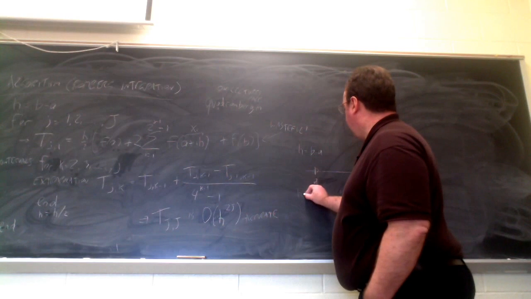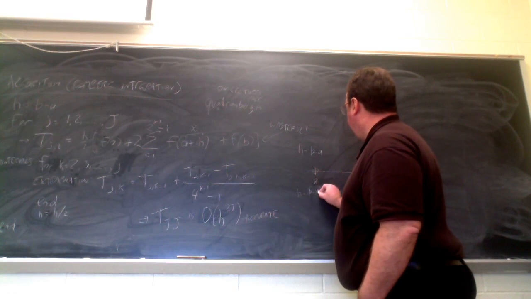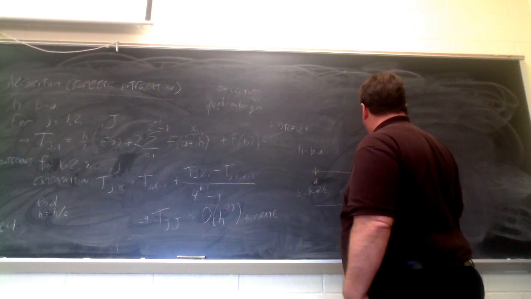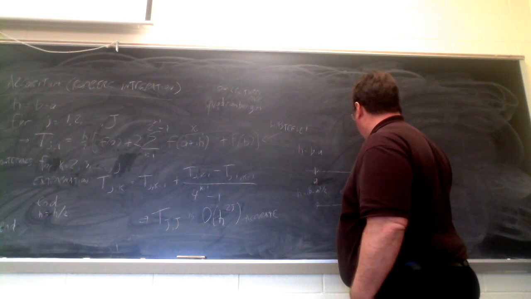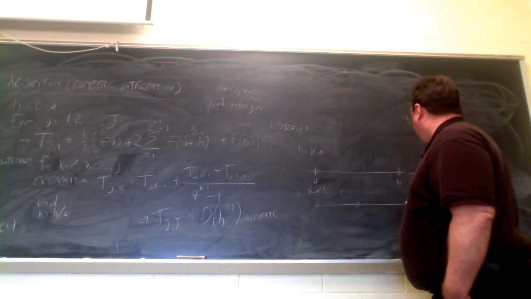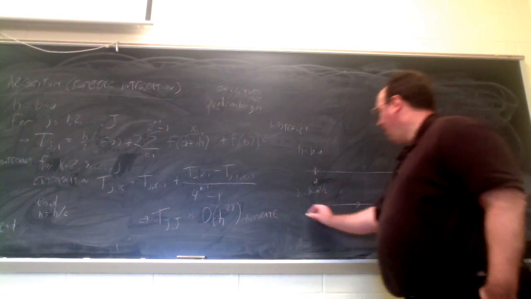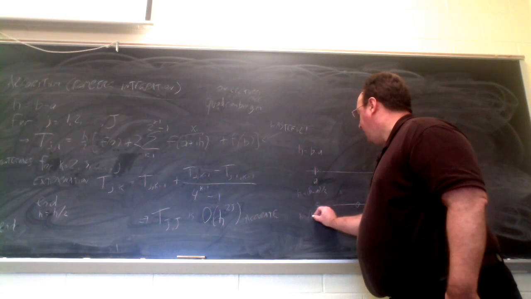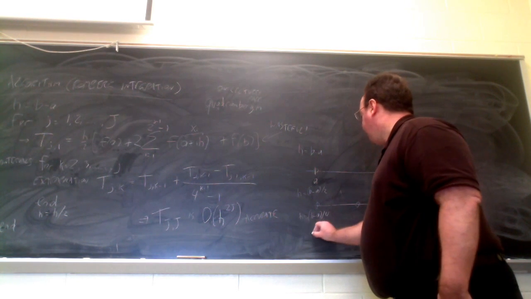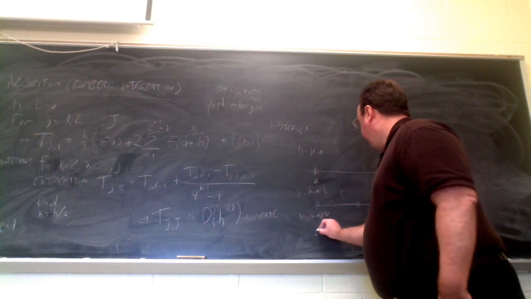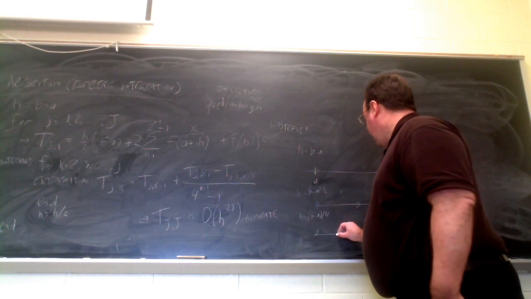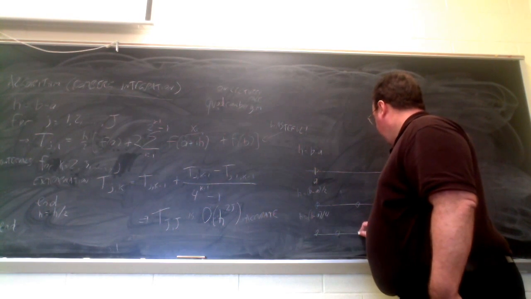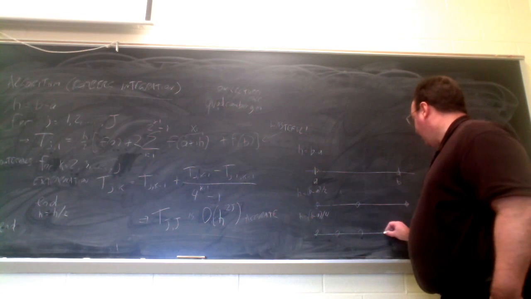Then I cut spacing in half, b minus a over 2. So now I have two trapezoids. What points do I use? A, the midpoint, and b. Then I cut it in half again, b minus a over 4. So now I have 4 trapezoids. So I use A, this point right here, which is a fourth away there, and this point again.